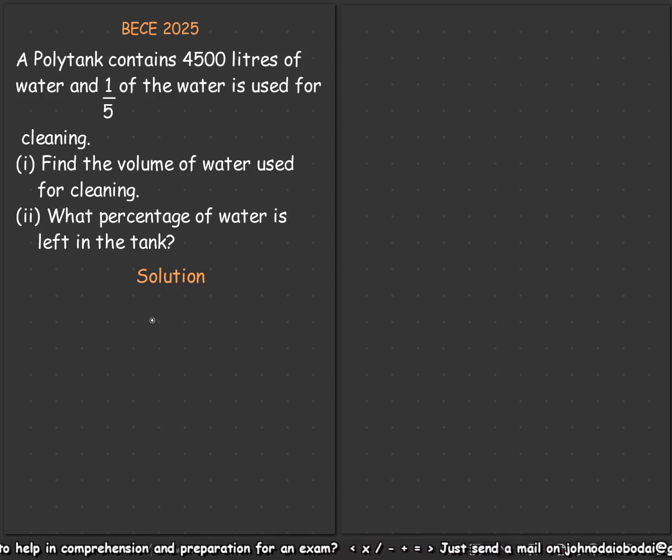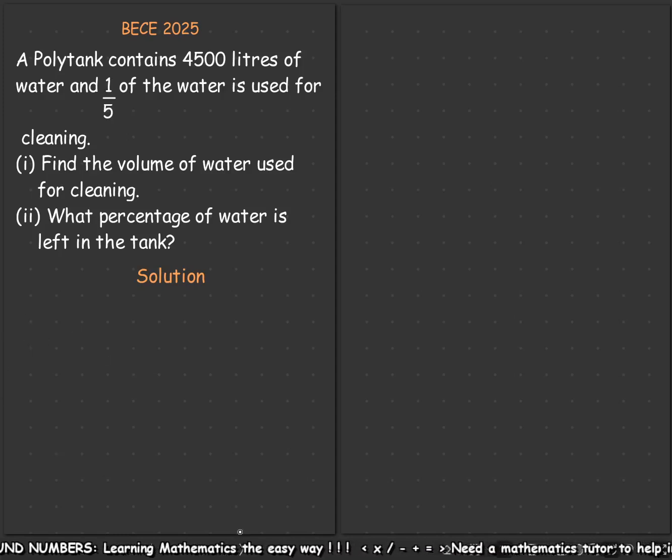We are on question number 3b of the 2025 BECE. Now it says a polytank contains 4,500 liters of water, and 1/5 of the water is used for cleaning. You have to find the volume of water used for cleaning. That is one. And then secondly, what percentage of water is left in the tank? So without much ado, let's quickly look at how to solve this question.